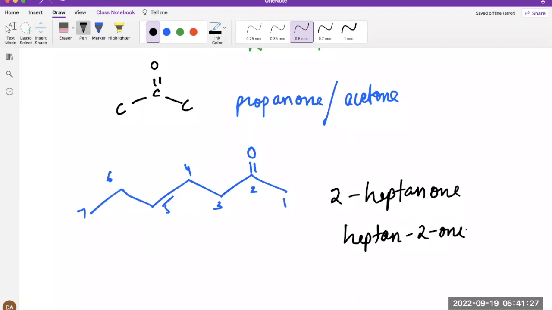Okay, all right. So now what if we put a new substituent on this? What if we had a bromine sitting here? It will be very simple. You just add 5-bromo in the beginning, and that is it. 5-bromo heptane-2-one. So it's that simple.